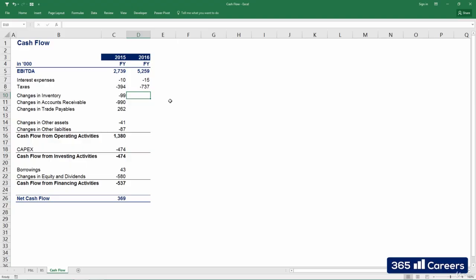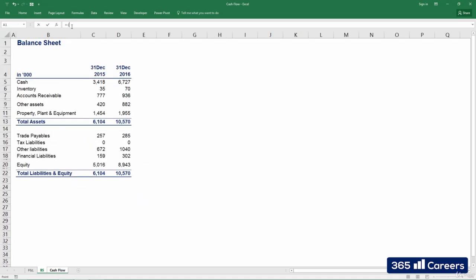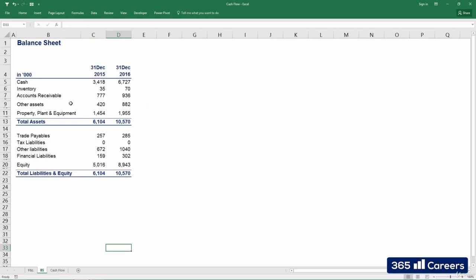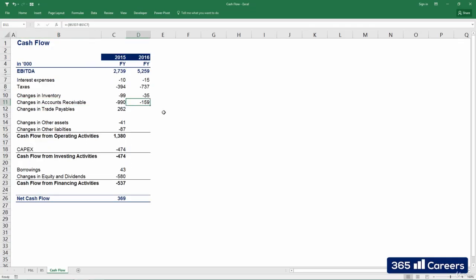And here is the cash movement for the inventory. This is an asset, which is why I'm putting a minus before the brackets and subtracting 2016 inventories from 2015 inventories. Let's copy the same formula for the row below, as trade receivables stand exactly below inventory in the BS sheet, and the same formula is applied to them as they are an asset.